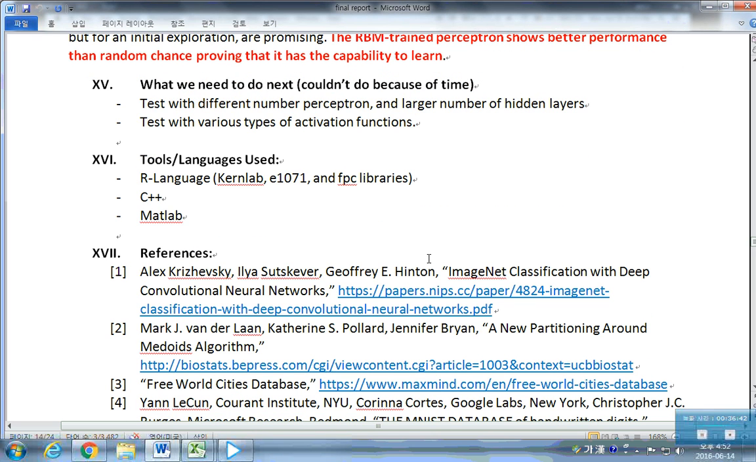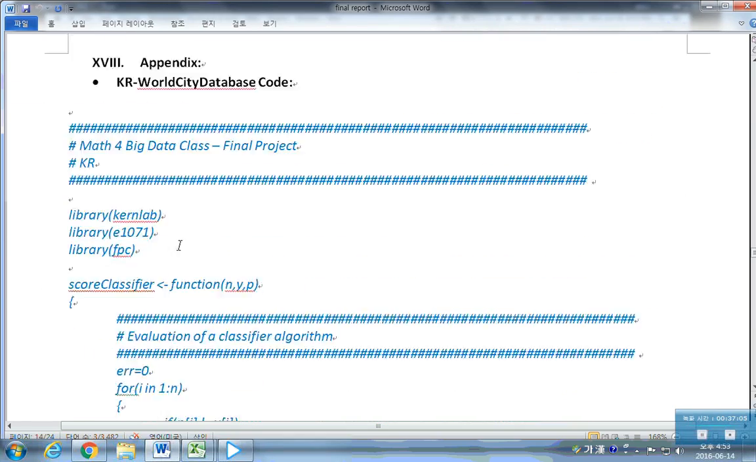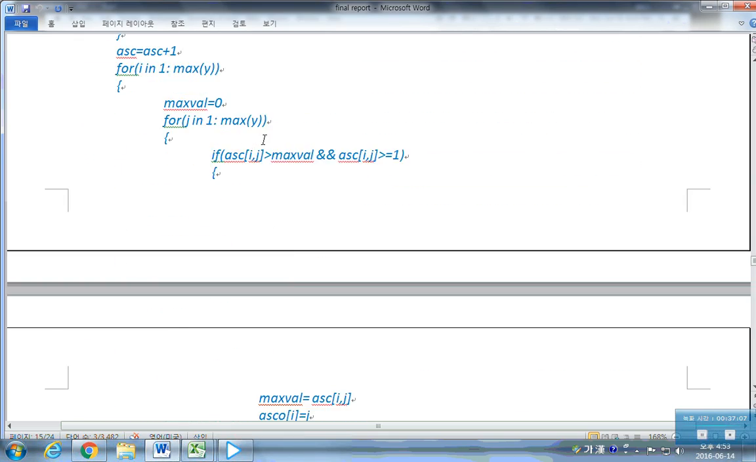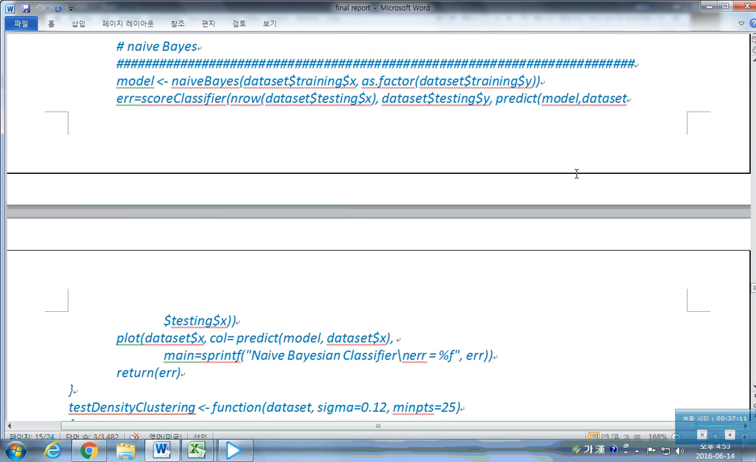So the rest is just the summaries. What we need to do next, if we have the time, we should investigate deeper networks and a larger number of perceptrons, as the demo just shown by Naeem, my colleague. And these are the tools we used: R language for the experiments, and C++ and MATLAB for the testing of the neural network. And the references are here. These are the codes, so I already uploaded them in iCampus, so you can find them. It's much more convenient than just copying from here.